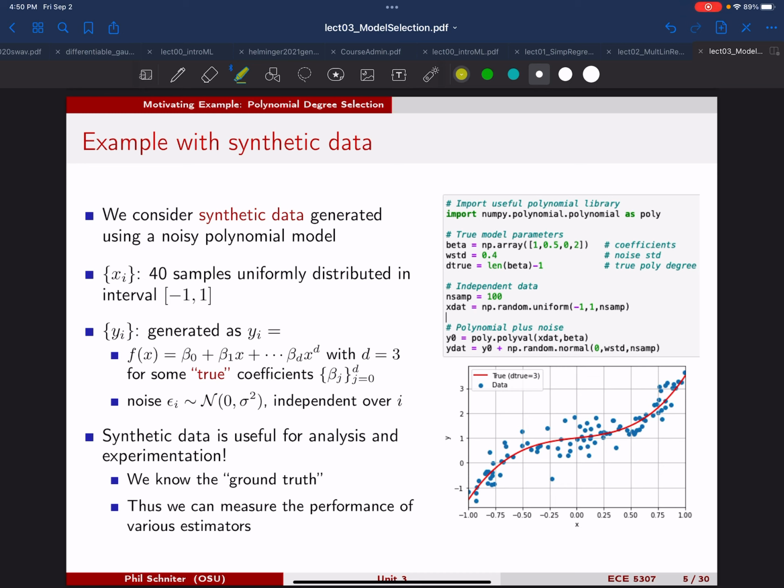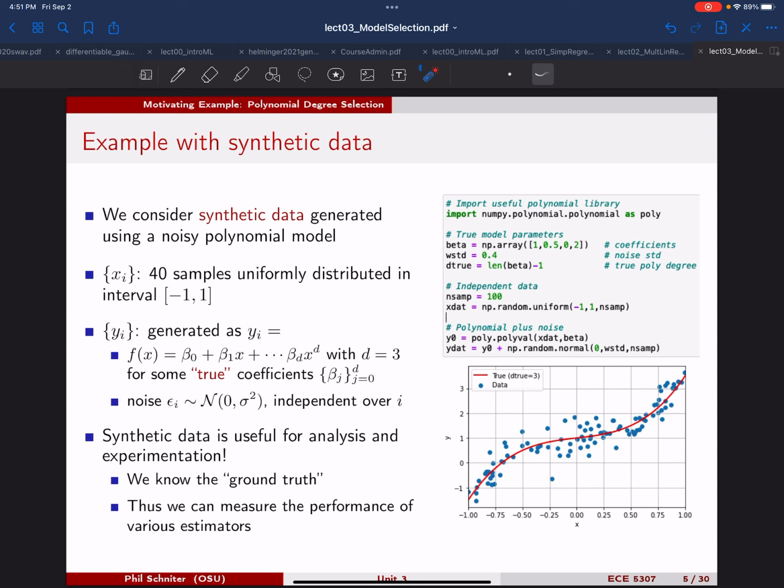So this is, again, simple regression in the sense that we start with a single scalar feature x, and we're going to just choose random values of x uniformly distributed between -1 and 1. For each of those x, we're going to assume that there's this underlying true model, which is given by that red curve. It turns out that this is a polynomial model of order 3, cubic.